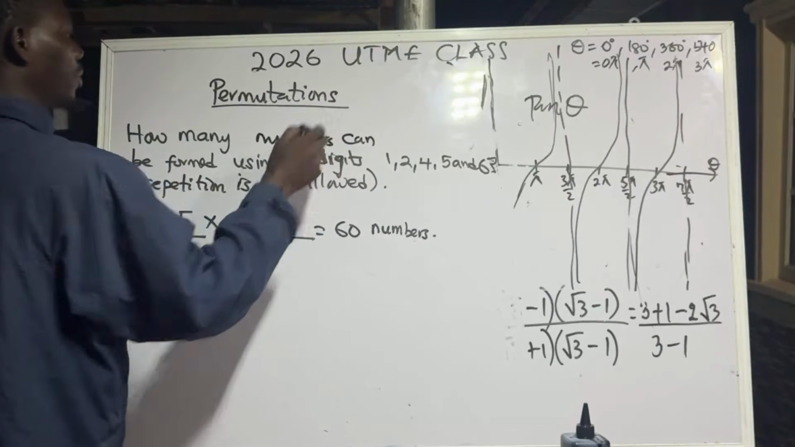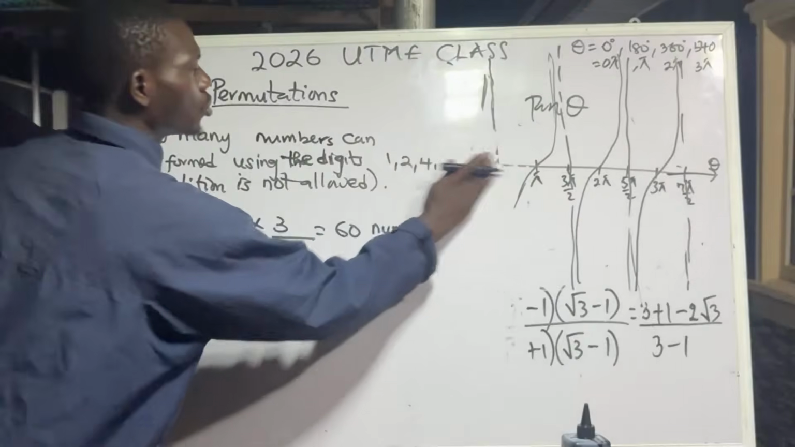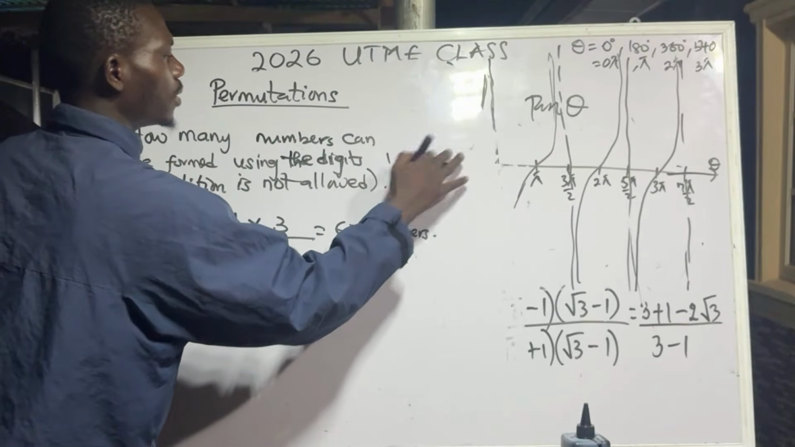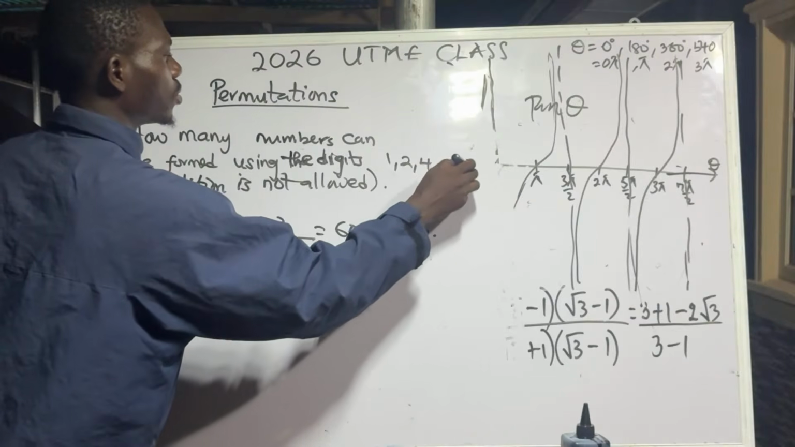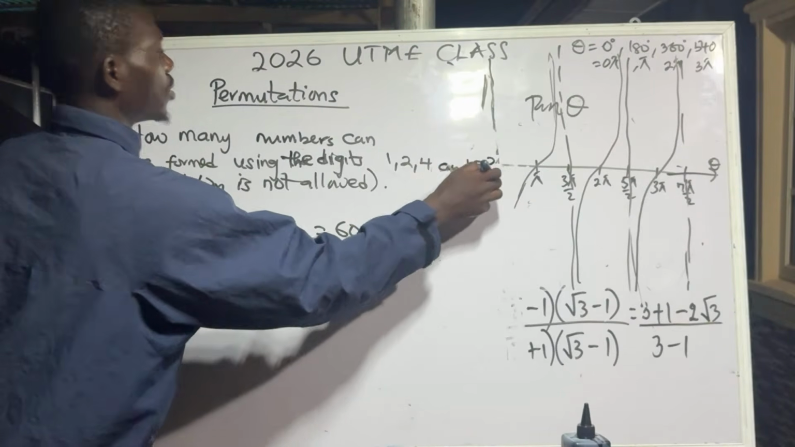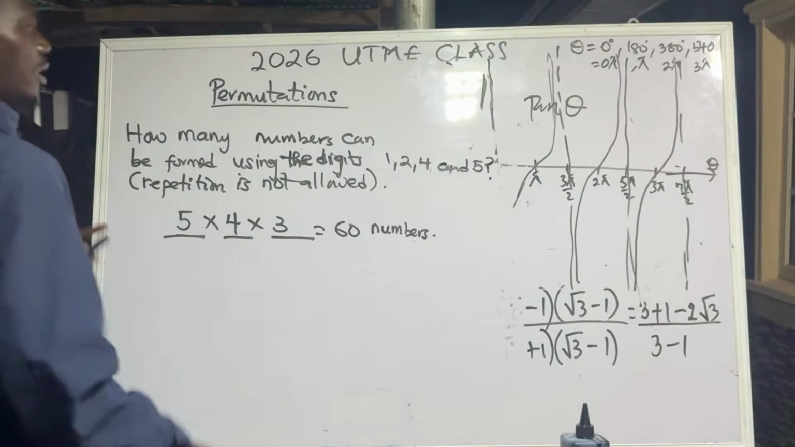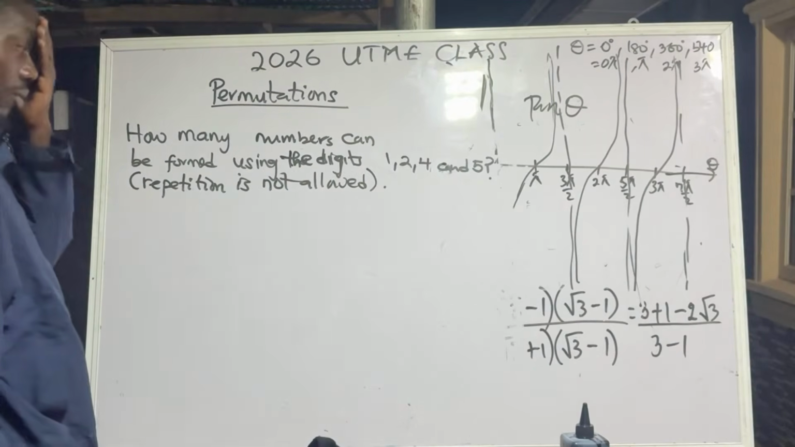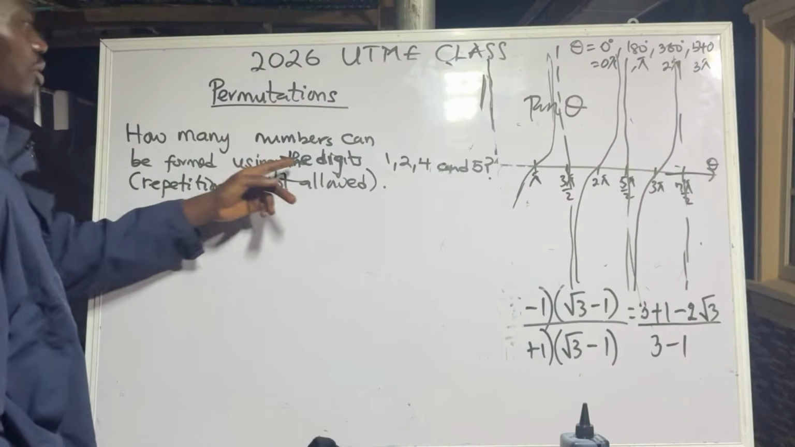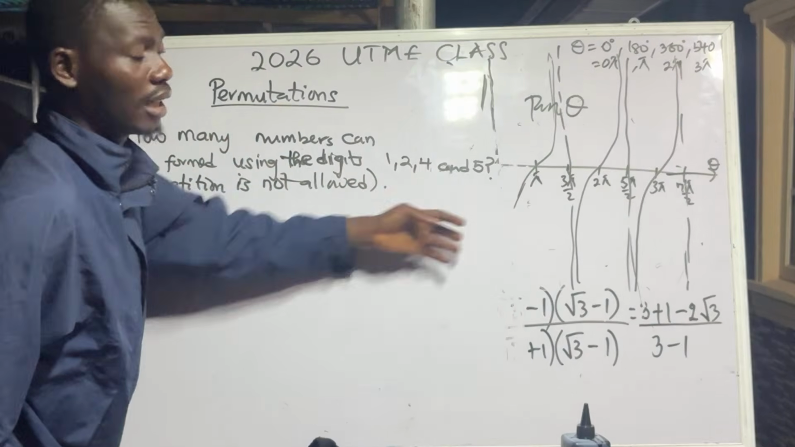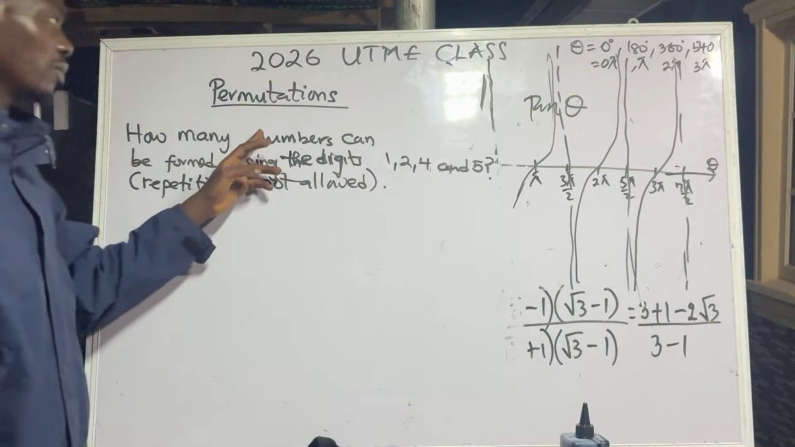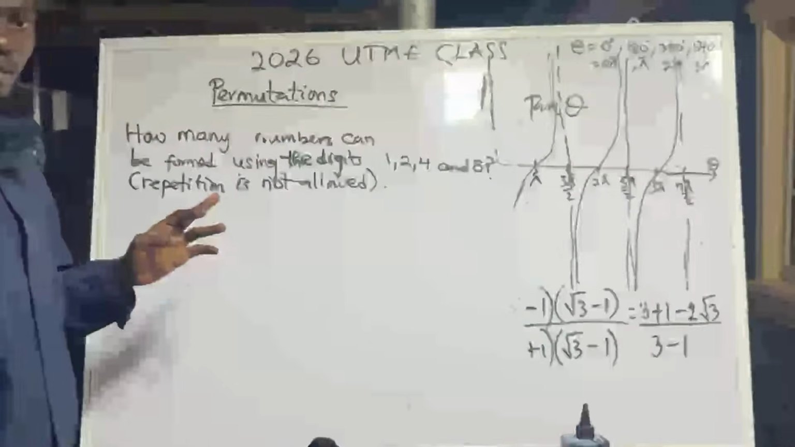How many numbers can be formed using the digits 1, 2, 4, and 5? Okay, good. I've changed the question. Repetition is not allowed. Now here I did not tell you the number of digits.